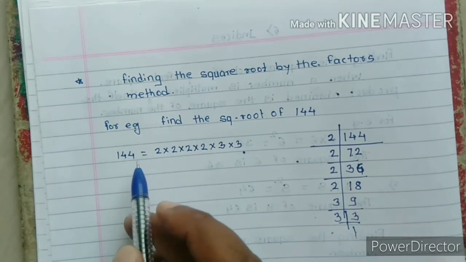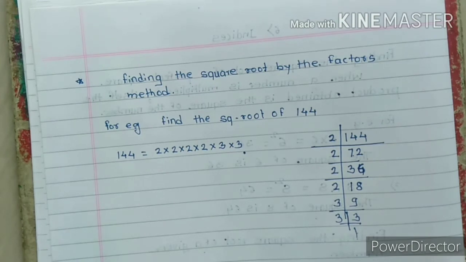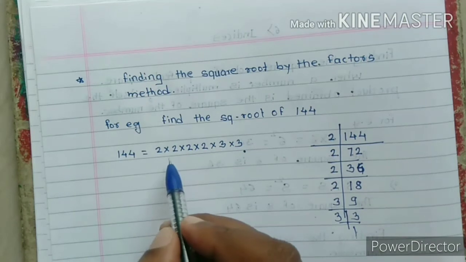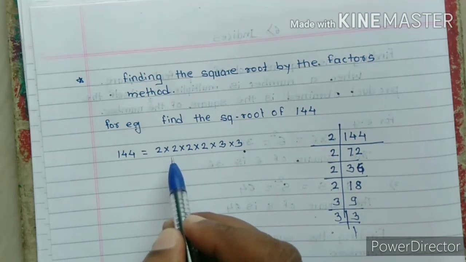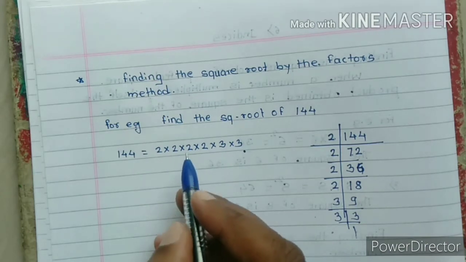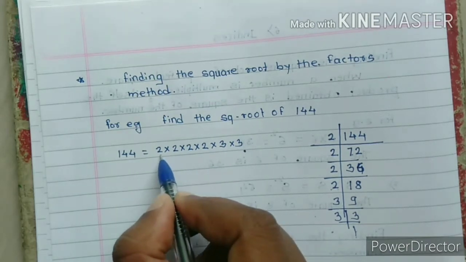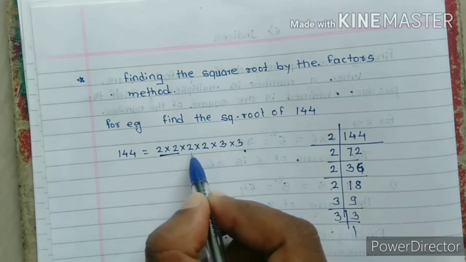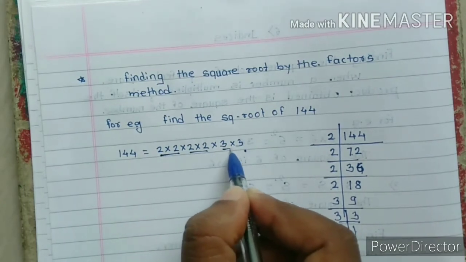Then the next step is to form pairs of equal factors from the prime factors obtained. Therefore, the equal factors are 2 into 2, 2 into 2 and 3 into 3.